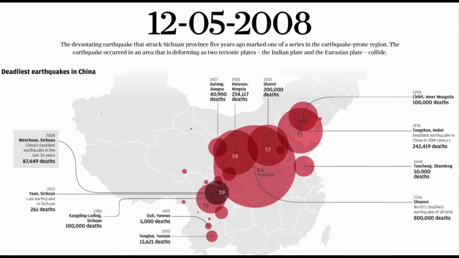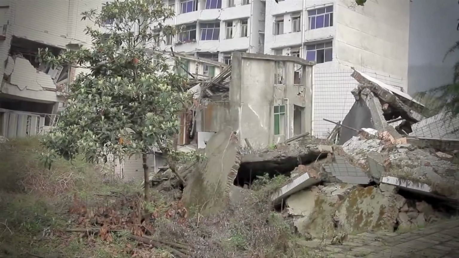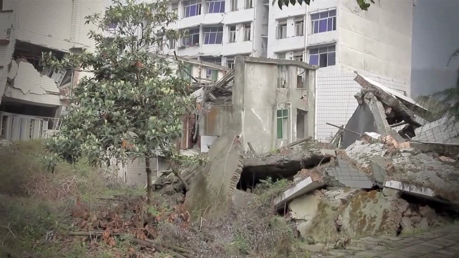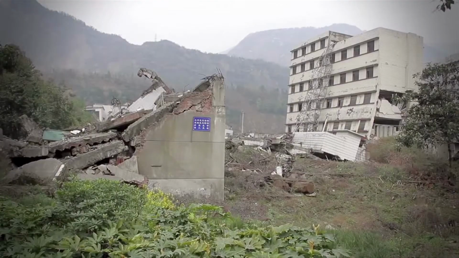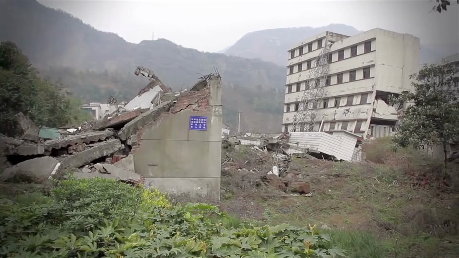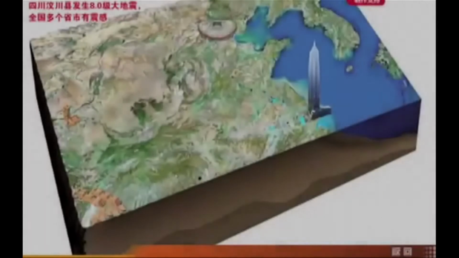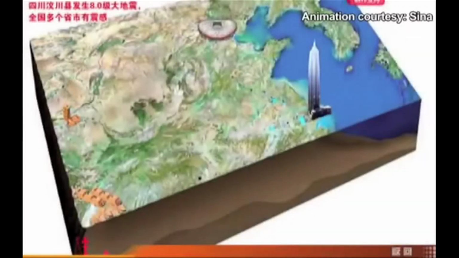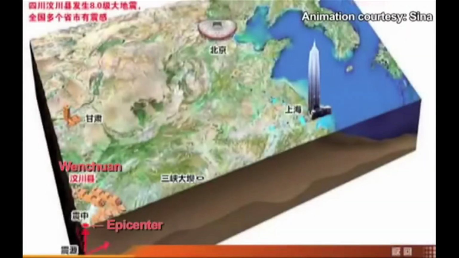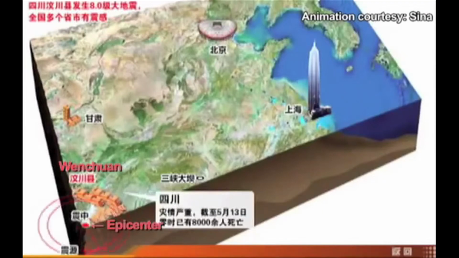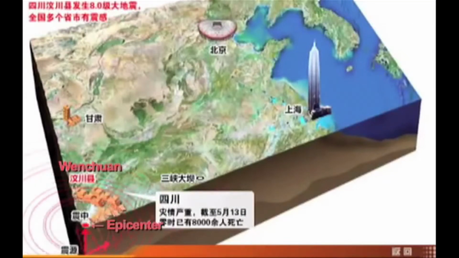The surface wave magnitude ranged from 7.9 to 8. It started at 2:28 p.m. China Standard Time on Monday, May 12th in Sichuan province, killing 69,000 people and leaving 18,000 missing. This earthquake was known as the Wenchuan earthquake as the epicenter was located in Wenchuan County, Sichuan. The epicenter itself was 80 kilometers west-northwest of Chengdu, the provincial capital, with a focal depth of 19 kilometers.